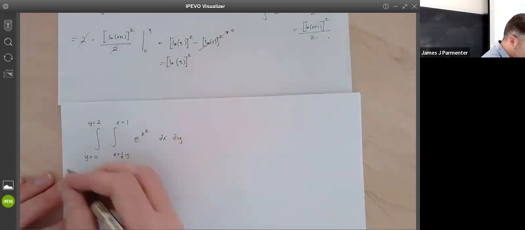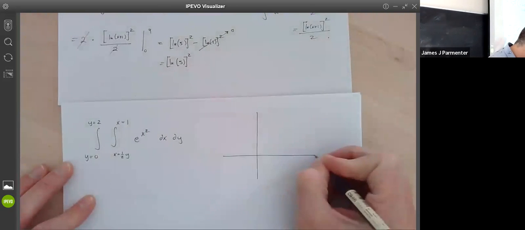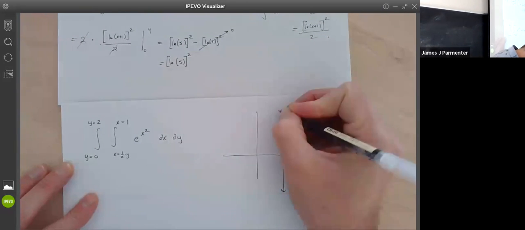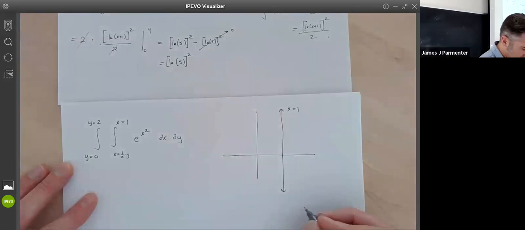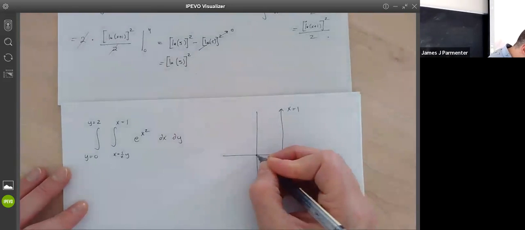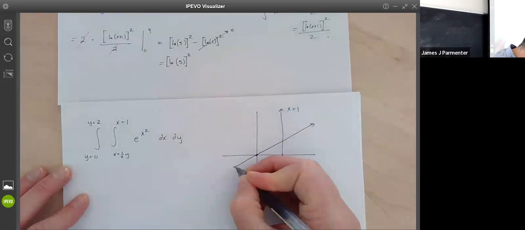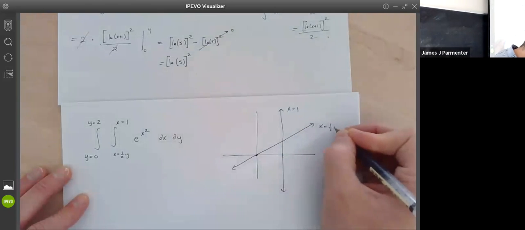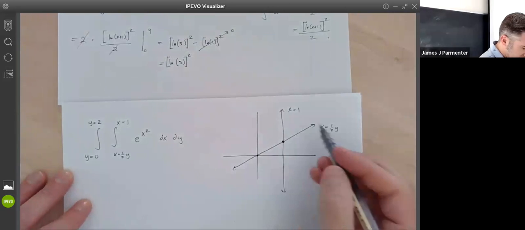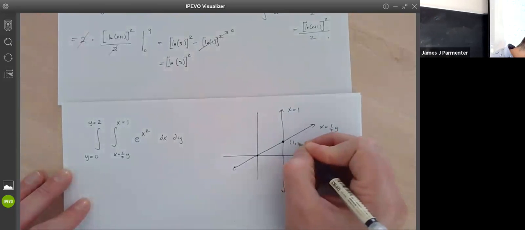So I need to draw this. I'm going to draw the inner limits first. So I've got x equals 1, which is a vertical line. And then I've got x equal to 1/2 y, which is a line that goes to the origin, and it's got a slope of 1/2. So it looks like that. Probably a good idea to figure out where these intersect. Well, if x is 1, then y is going to have to be 2. So that's the point 1, 2.